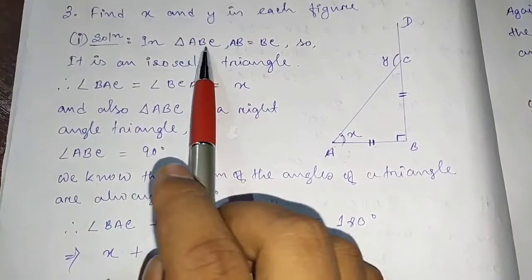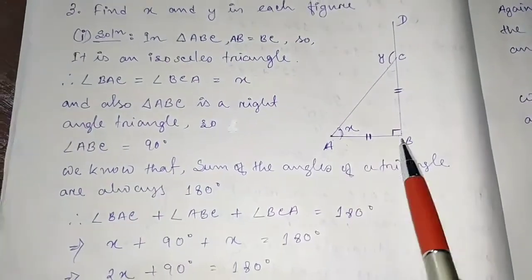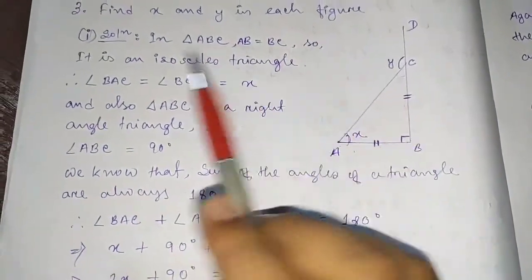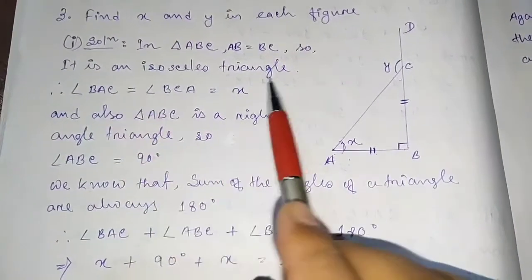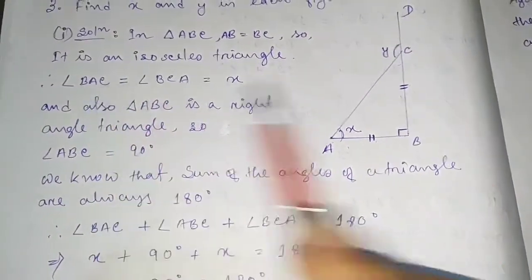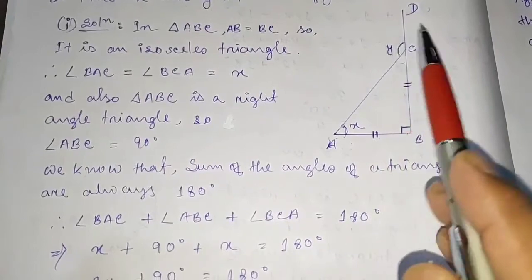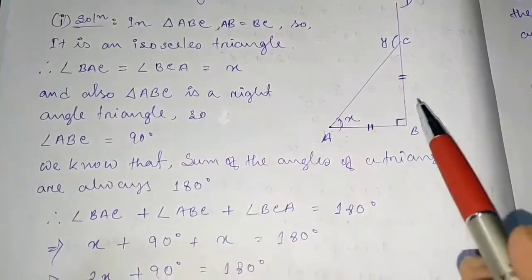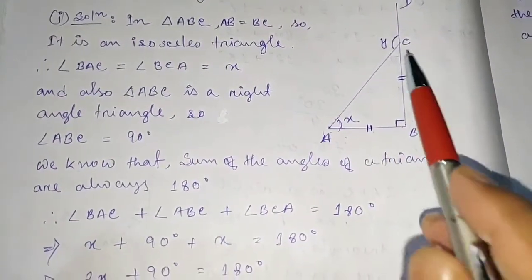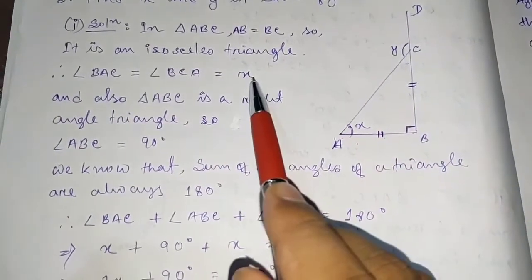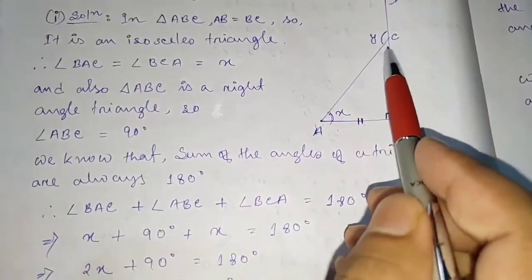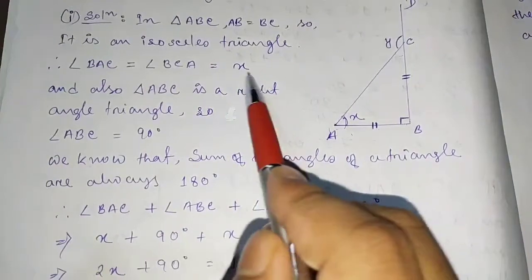So in triangle ABC, AB is equal to BC. So it is an isosceles triangle, and angle BAC is equal to angle BCA, which means this angle is equal to this angle, and both are x. If this is x, then this is also x. Clear? So both are x.